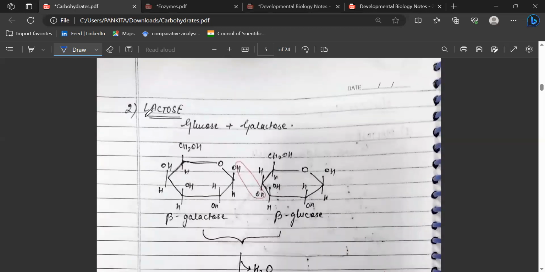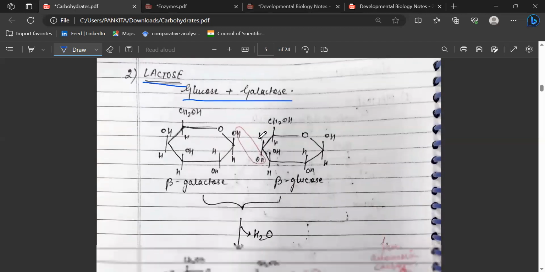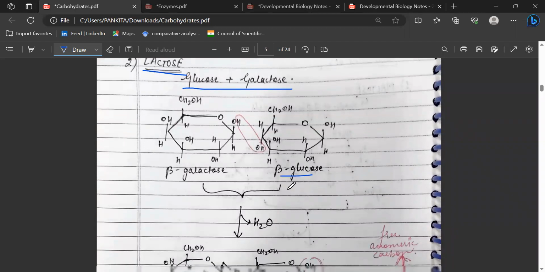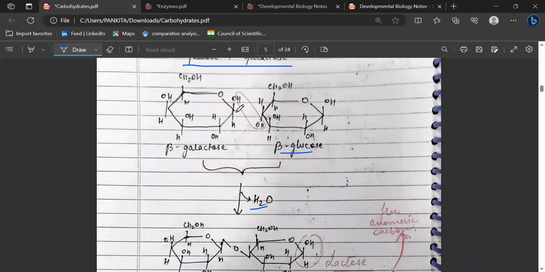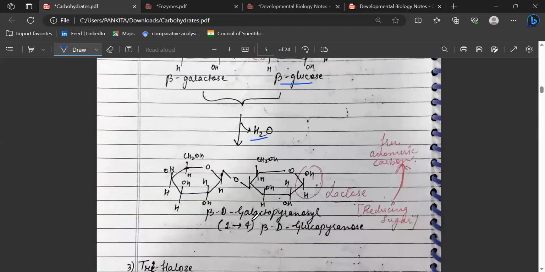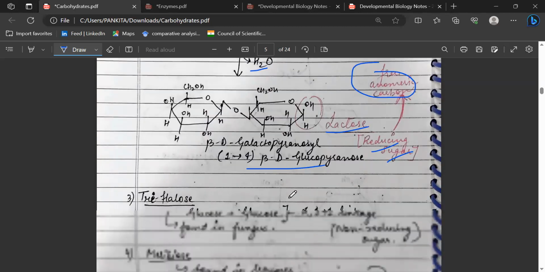Second disaccharide is lactose. It is composed of a combination of glucose and galactose. This is beta galactose combining with beta glucose, again with the removal of one water molecule. The first carbon of galactose forms a bond with the fourth carbon of glucose, and in the resulting structure we have lactose, which is beta D galactopyranosyl 1,4 beta D glucopyranose. And lactose, as we all know, is a reducing sugar because it has a free anomeric carbon.